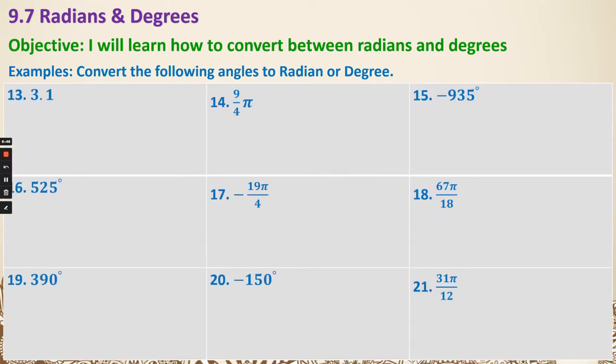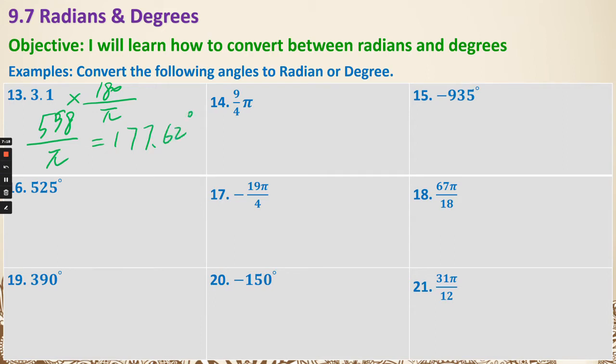Number 13. Even though this is a number that doesn't have a pi, well, it doesn't have a degree symbol, so that means it's still a radian. Radian multiplied by 180 over pi. And that is going to give you 558 over pi. And of course, if you want, divide by pi, and then you just need to round your answer, that's 177.62 degrees.